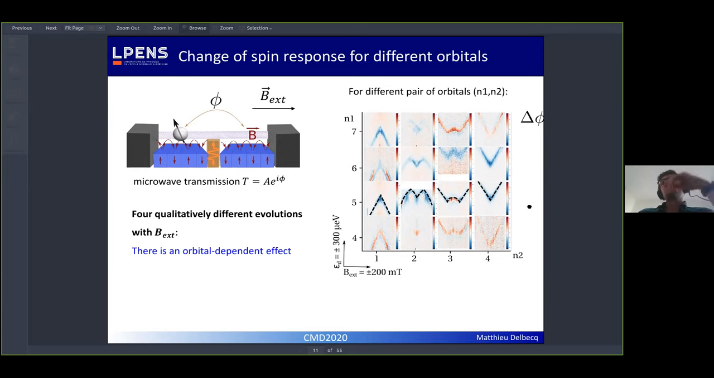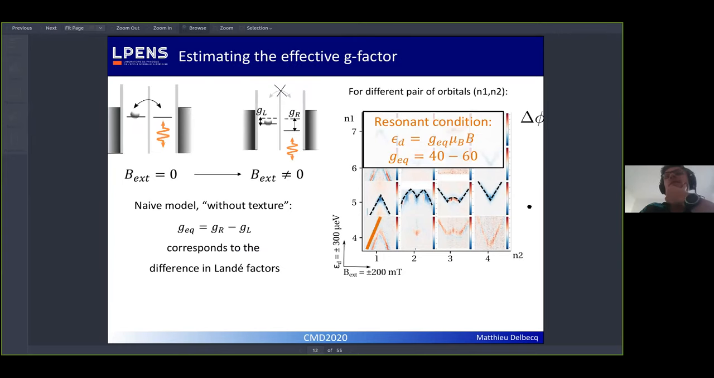So we can try to give a first explanation of what happens in this device, and we start with a very naive model. We go back to how the magnetic texture affects our conductor. As I said earlier, it is equivalent to having a constant Zeeman field plus a synthetic spin-orbit interaction. But here it is difficult to account for this synthetic spin-orbit interaction part.